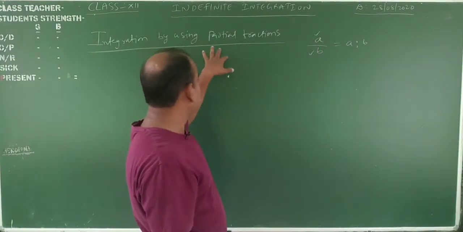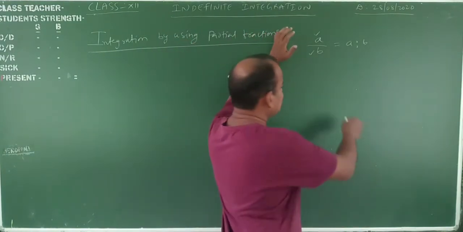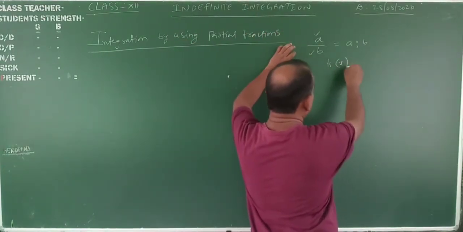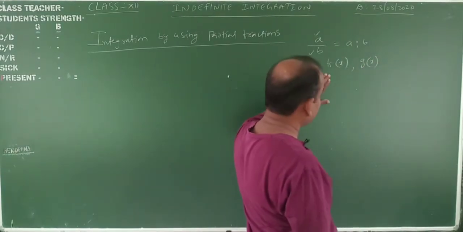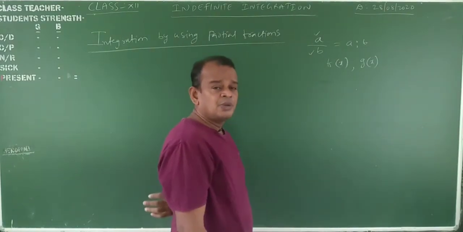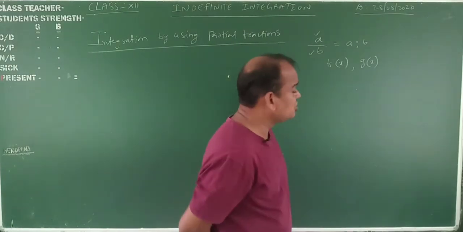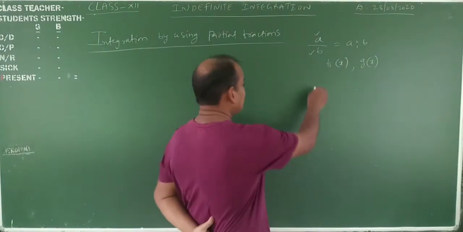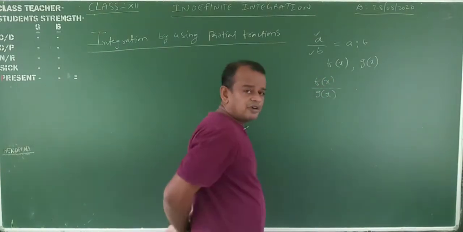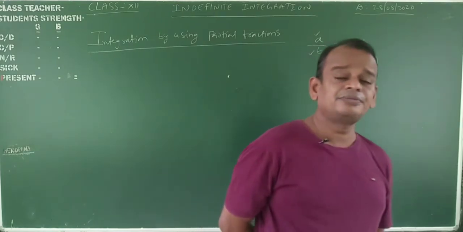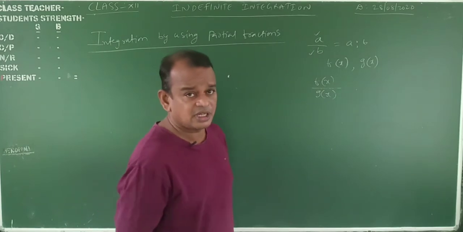Now, in this chapter, we discuss partial fractions. We will take the rational fraction. Suppose f of x and g of x are two polynomials. Polynomial means linear polynomial, quadratic polynomial, cubic polynomial, and g of x is not equal to 0. Then f of x by g of x is called a rational polynomial.